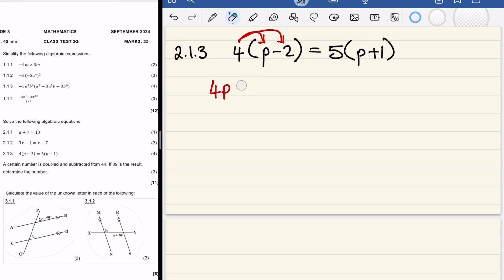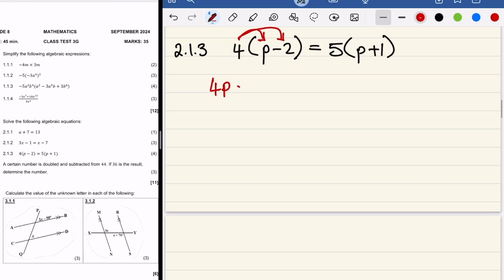Maybe a better way of saying that is, after you've multiplied 4 with p, you get 4p. Then you say minus, because that's the sign operation that's in the bracket. And then you say 4 times 2 is 8. You'll still get the same result. And then on the other side, I'll do the same thing. I've got 5 times p, which gives me 5p. And then I've got plus, and then 5 times 1, which gives me 5.